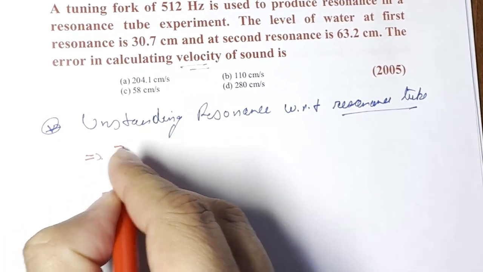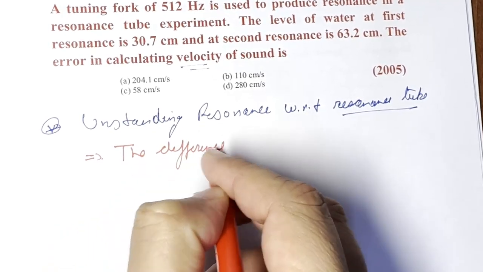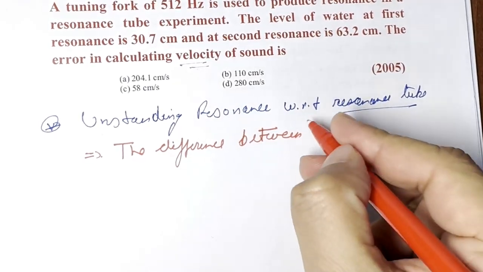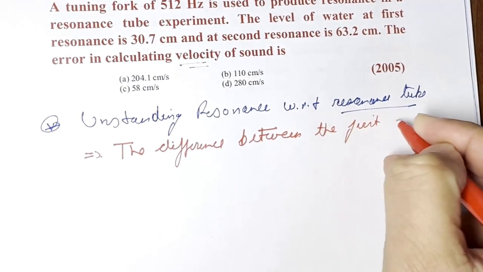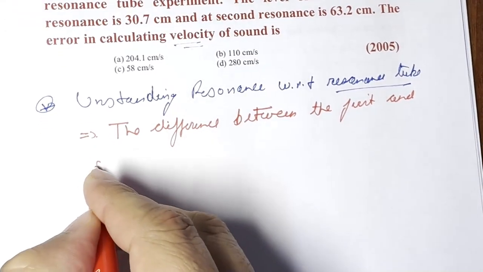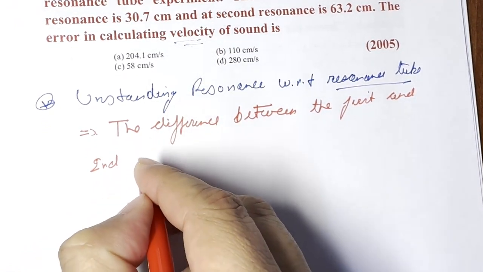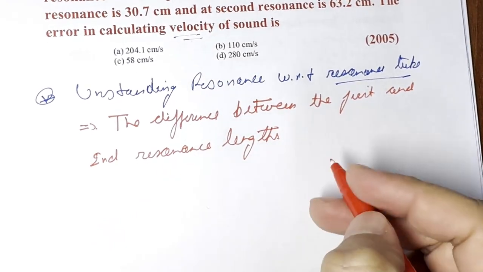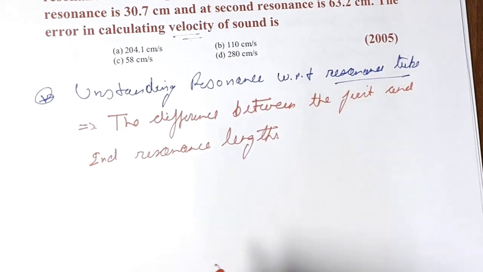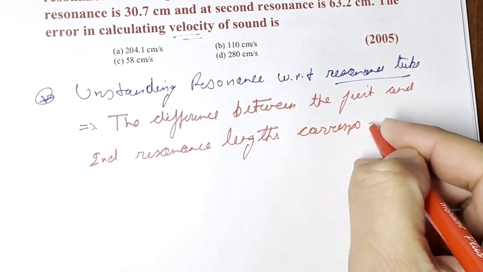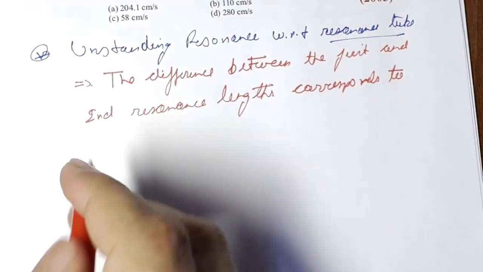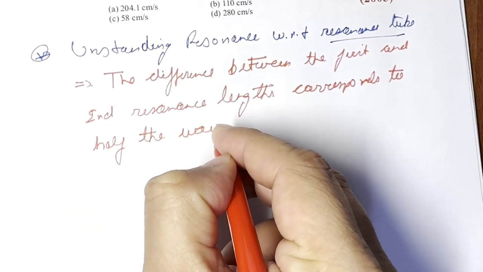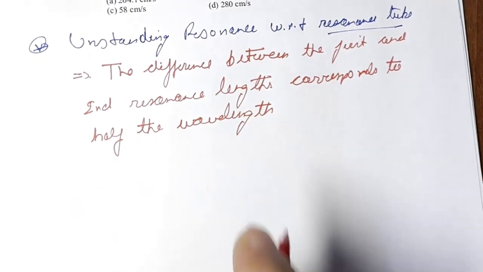We say the difference between the first and second resonance lengths corresponds to half the wavelength of the sound wave.